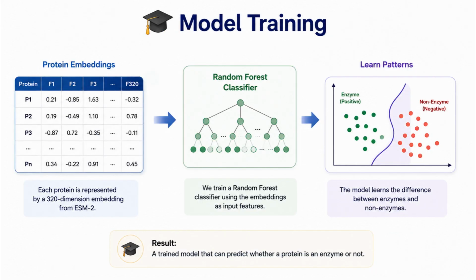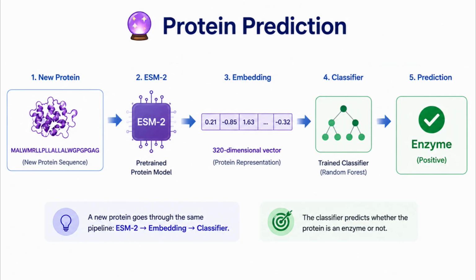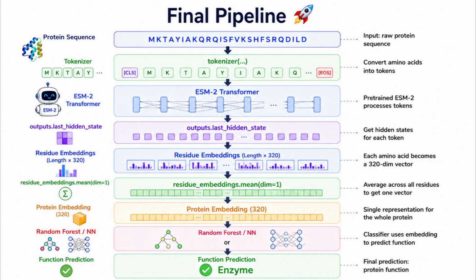We train a classifier using ESM-2 embeddings. The model learns the difference between enzymes and non-enzymes. A new protein follows the same pipeline. The classifier predicts its function.